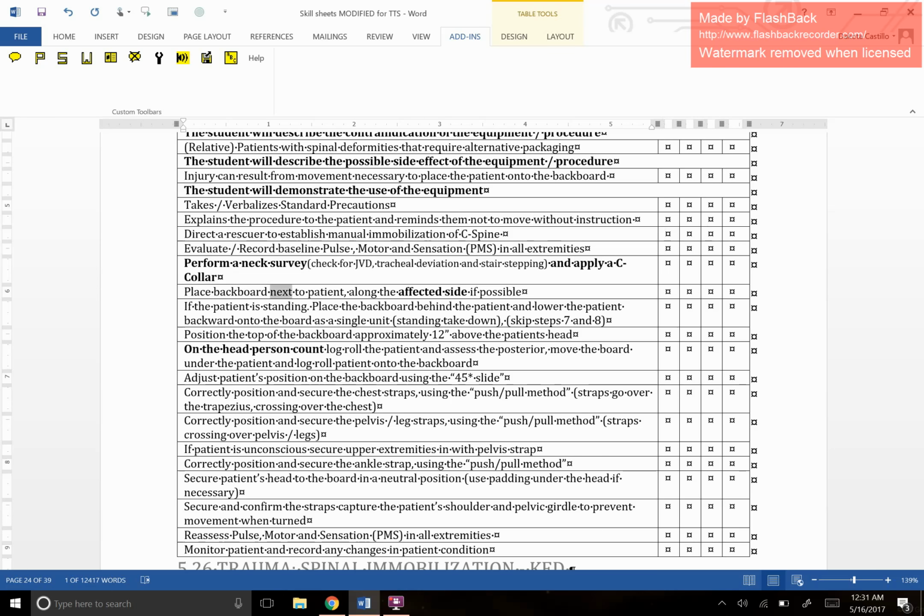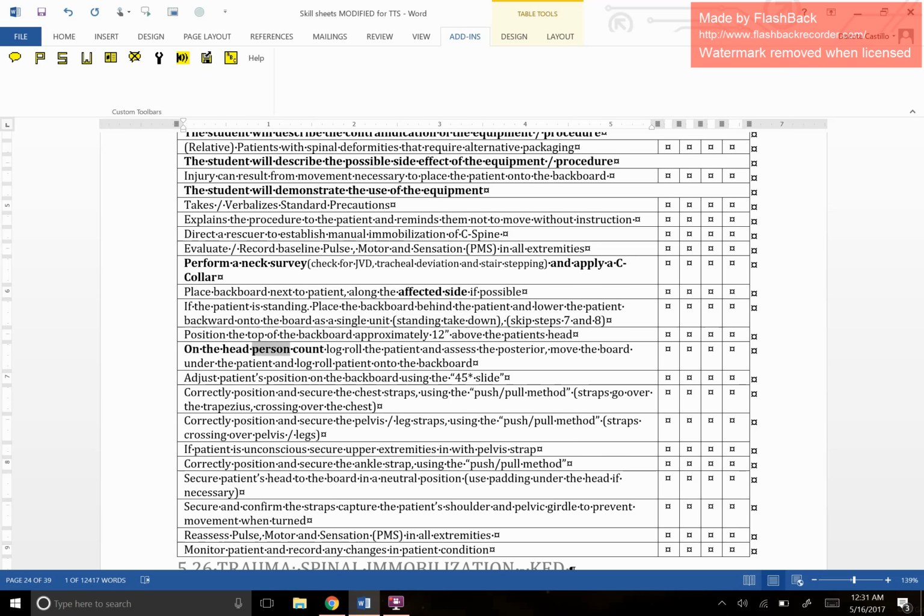Place backboard next to patient, along the affected side if possible. If the patient is standing, place the backboard behind the patient and lower the patient backward onto the board as a single unit. Standing takedown, skip steps 7 and 8. Position the top of the backboard approximately 12 inches above the patient's head.